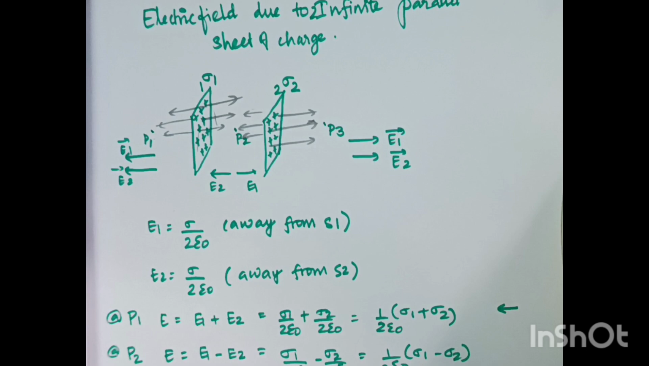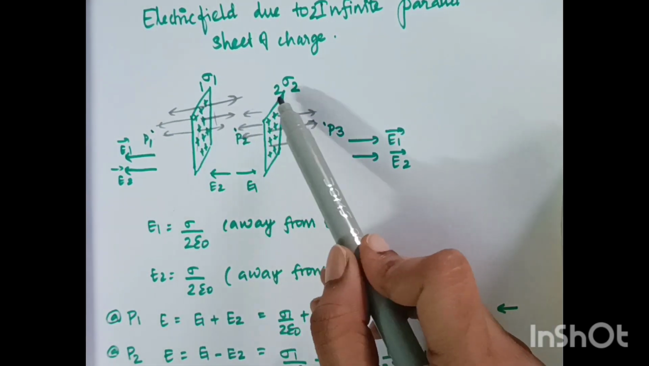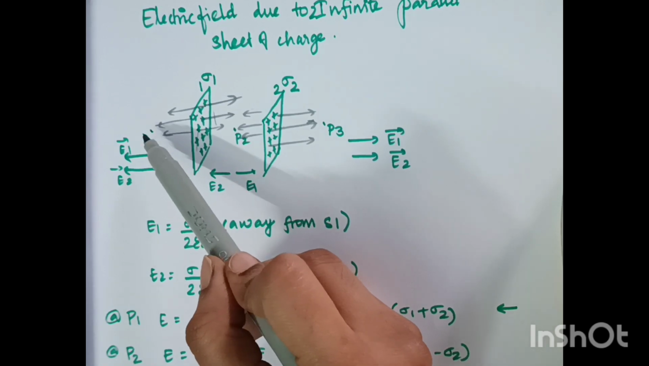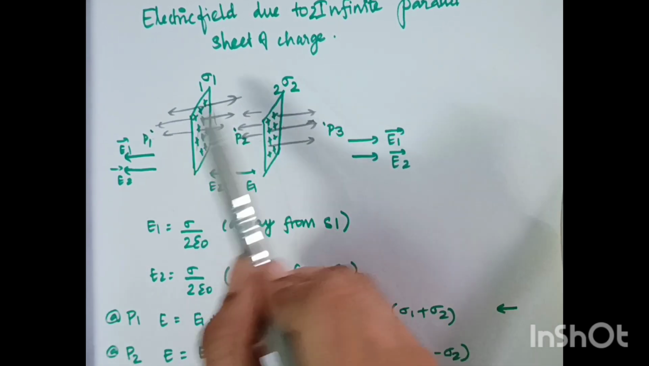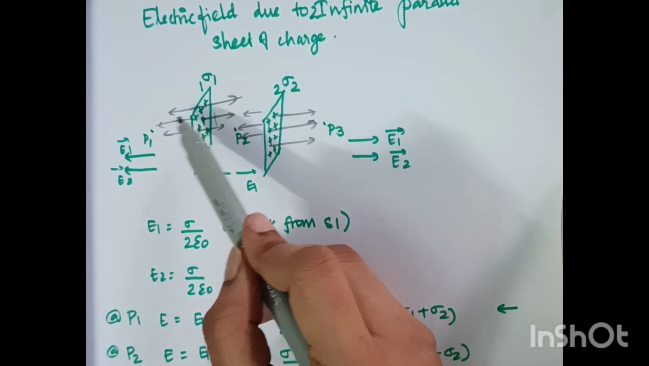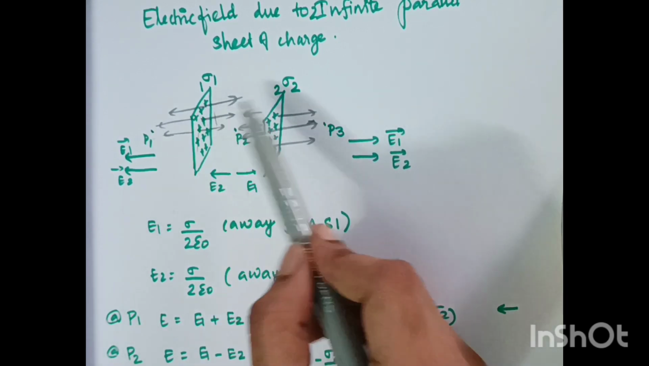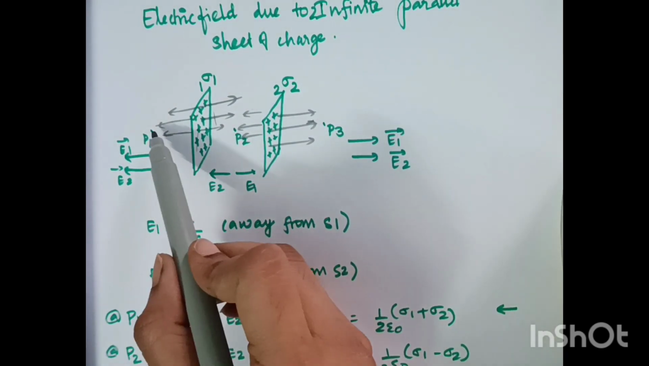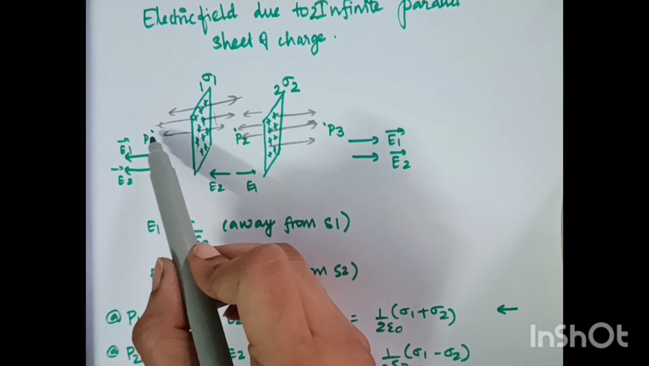Now let us see. So we have a sheet 1 and here we have sheet 2. We are considering a point P1 which is towards the left of sheet 1 and sheet 2. Now sigma 1 and sigma 2 are the surface charge densities of plane sheet 1 and 2. Please keep that in mind. Now let us see the case for point P1.